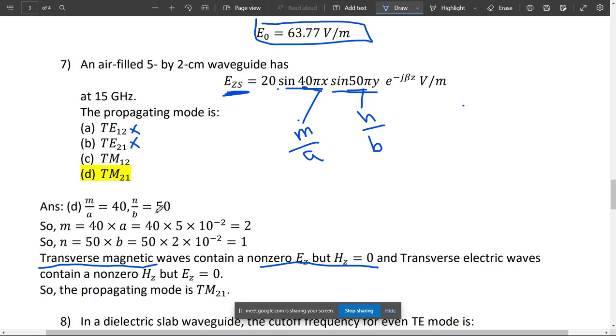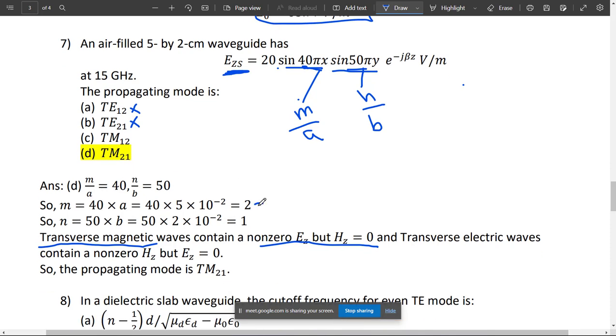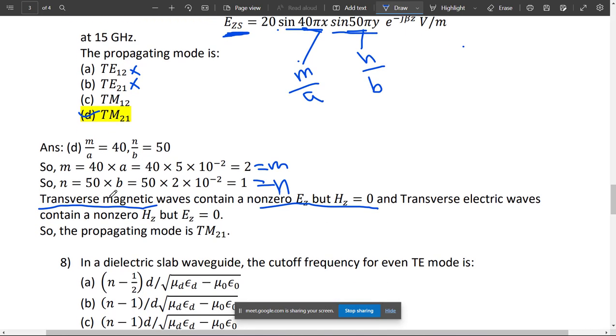And then we found out m and n. So m is equal to 2, n is equal to 1. So the option is TM21. Do you have any doubt here?